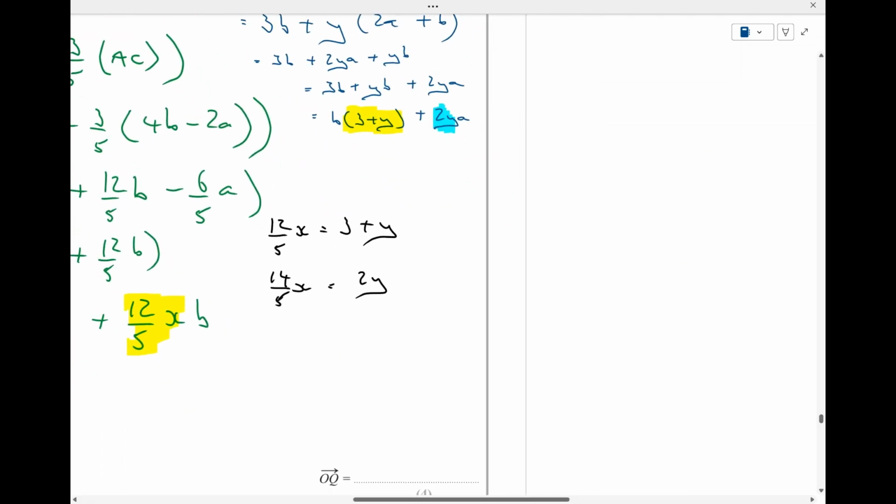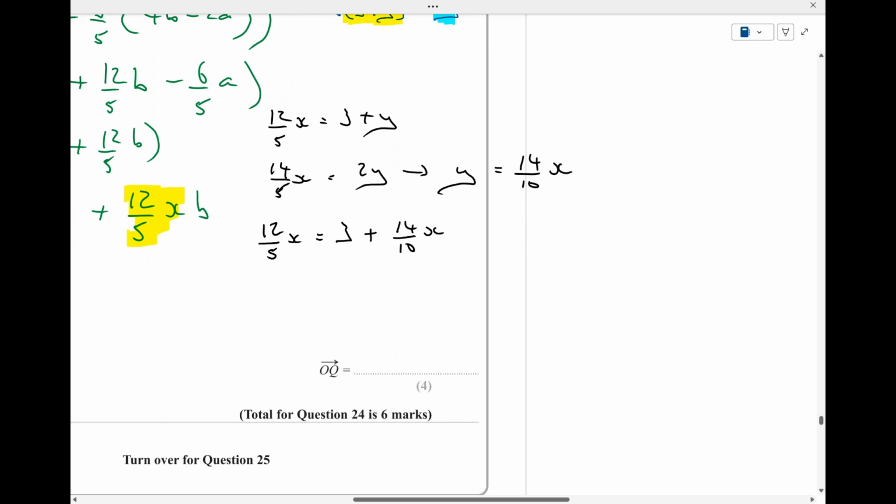So what I'm going to do is use this equation here to tell me that Y is 14 over 10x. I've divided both sides by 2. So I'm going to substitute that into my top equation. 12 over 5x equals 3 plus Y, so 3 plus 14 over 10x. I can solve this for x now. Let's multiply everything by 10. 24x equals 30 plus 14x. 10x equals 30. Look at that, x equals 3.